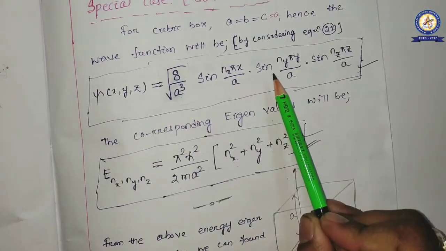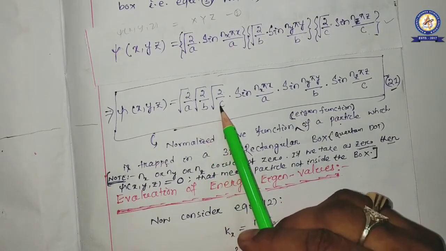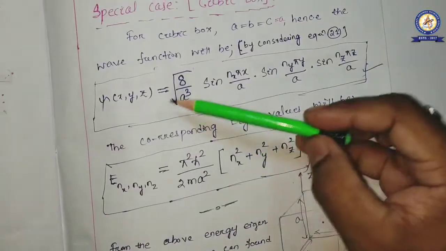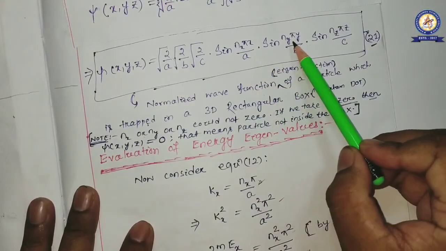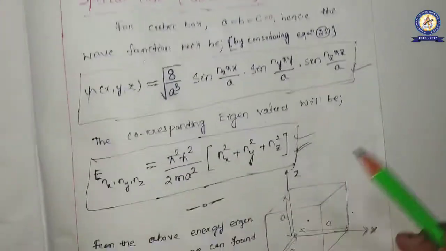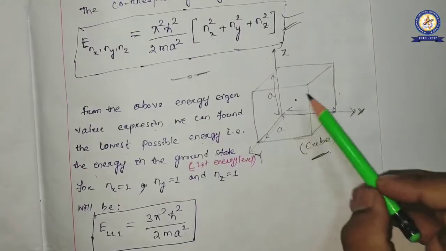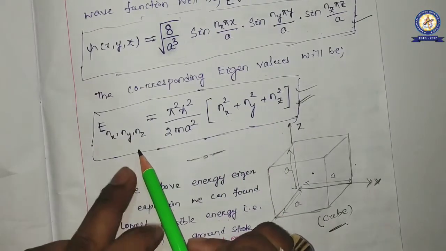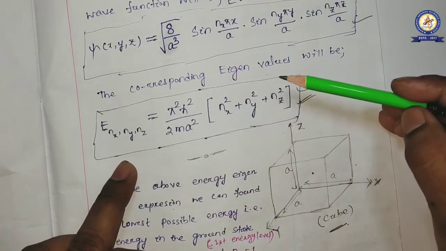Here you can see the wave function for the rectangular box is this one. If a equals b equals c, instead of b and c we can write a and a. So here 2 into 2 into 2, that is 8 by a cube, root over of 8 by a cube, into sine nx pi x by a, sine ny pi y by b, where instead of b we can write a, and instead of c we can also write a. So this is the normalized wave function of a particle confined in a cubic box, and the corresponding total energy depends upon the values of nx, ny, nz. If we vary nx, ny, nz, we get discrete energy levels.